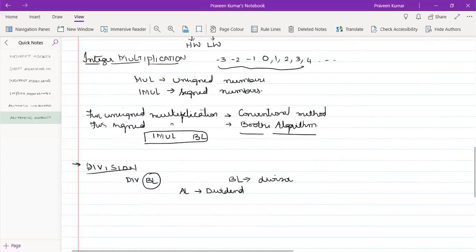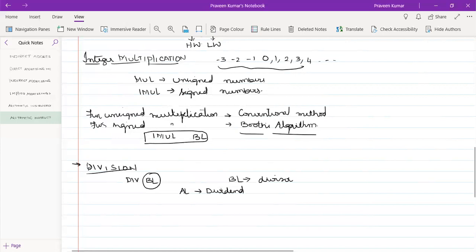Division is normally done upon a larger number. We will not take a smaller number to divide. If I take a smaller number, the result may be 0 itself. For example, if I take 4 by 7, 4 by 7 is 0.5 and odd. So we will not divide where the answer is 0. We generally divide a bigger number by a smaller number.